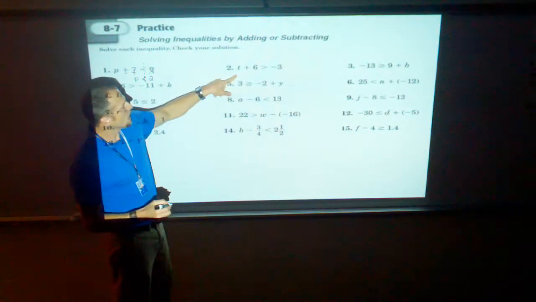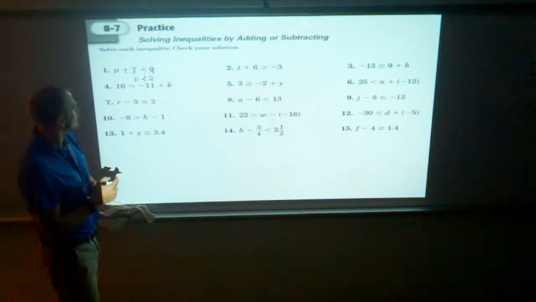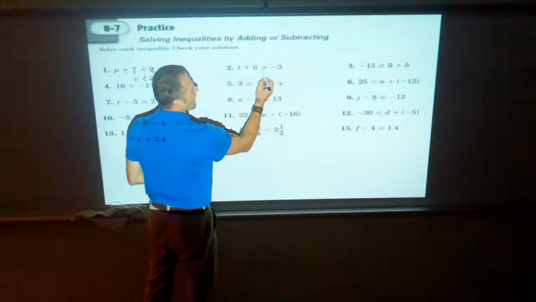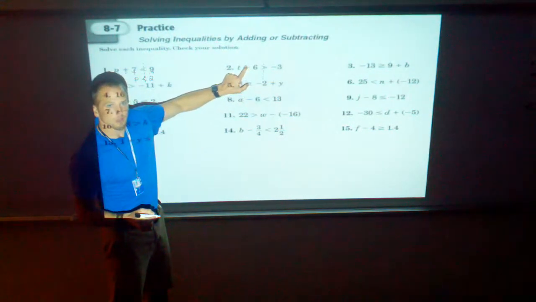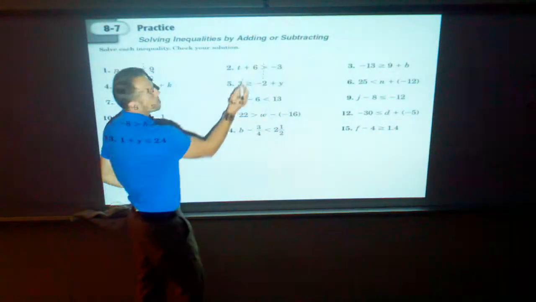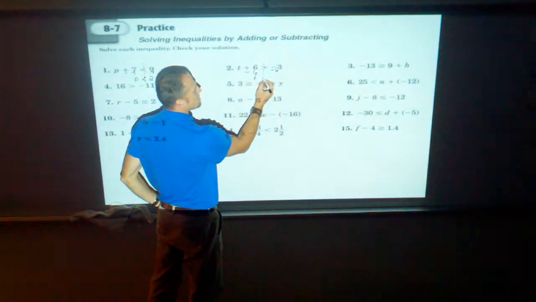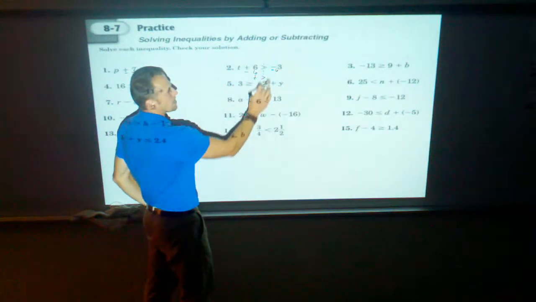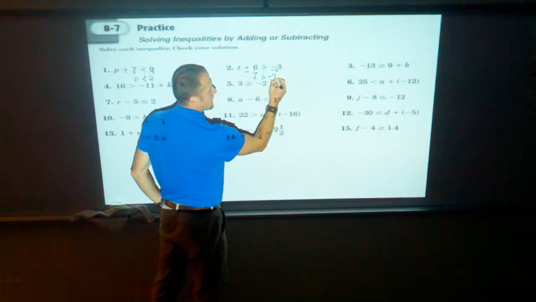Over here, I have t plus 6 is greater than negative 3. So again, draw your line down through here. T plus 6, the opposite of plus 6 is minus 6. So I'm going to subtract 6 from both sides. And I will get t, my sign stays the same, is greater than. Negative 3 minus 6 is going to be negative 9.